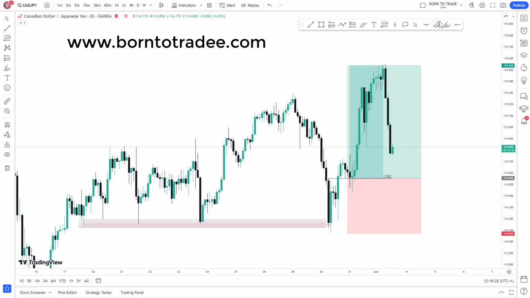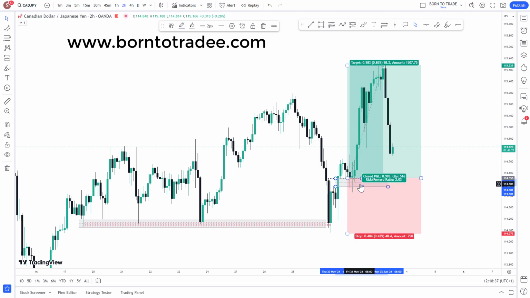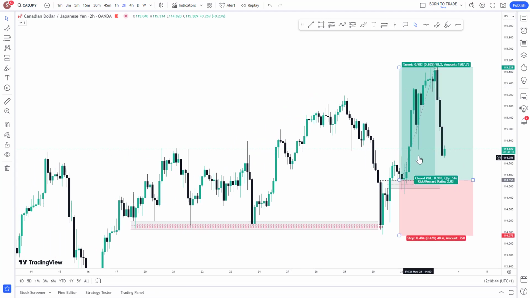And on this particular one, we have another good confirmation right here, because you see price left an inefficiency right here. This was a good confirmation. It aligns with our change in state of delivery, and you see how price reacted nicely to the upside. So I think I've been showing bullish examples. Let's see at least one bearish example.